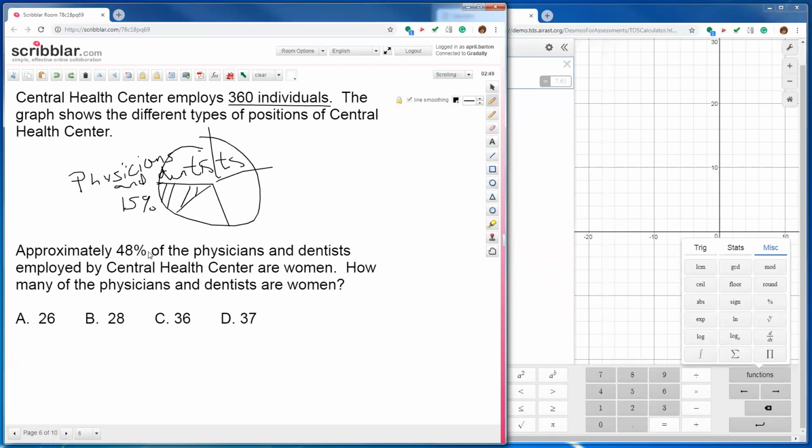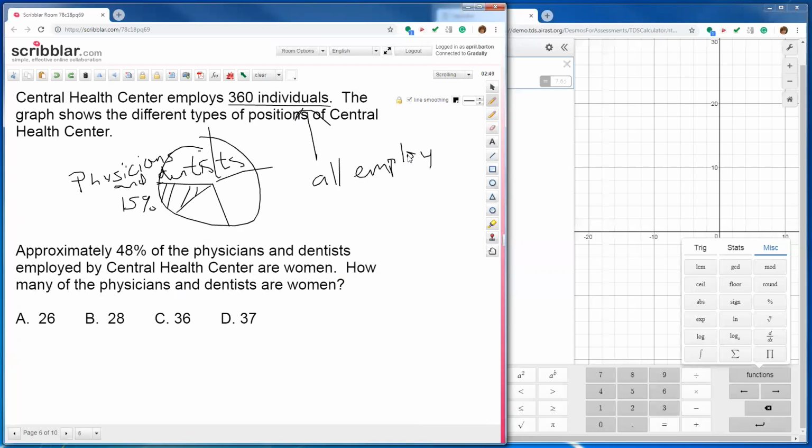Approximately 48% of the physicians and dentists employed by Central Health Center are women. How many of the physicians and dentists are women? So this is when we're going to have to do a percent and then another percent. We're going to have to do it twice. So it said 360 individuals total. This is all the employees.